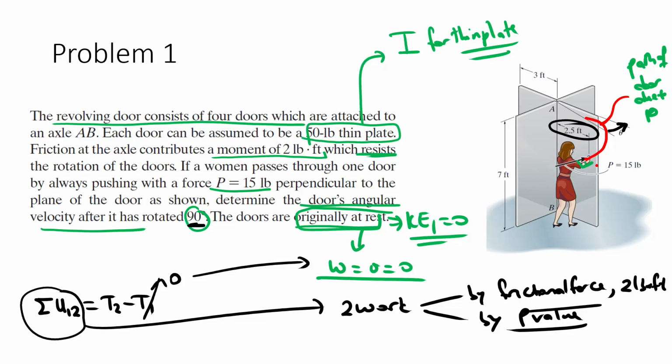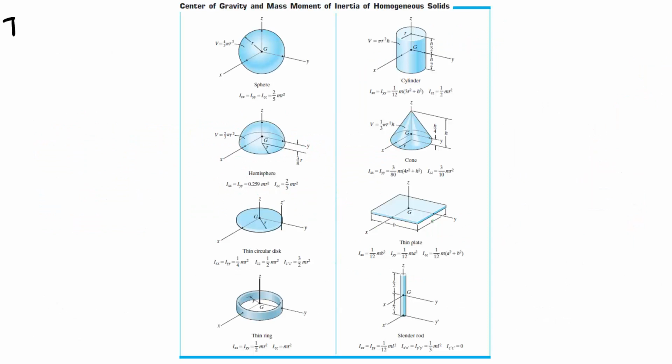Now the time is to find the kinetic energy at 2. You know that T2 we can write as 1/2 m vG squared plus 1/2 IG omega squared. This is what we can do for this body. The moment of inertia is IG, and the mass is the mass of the whole body. So now let's try to solve.